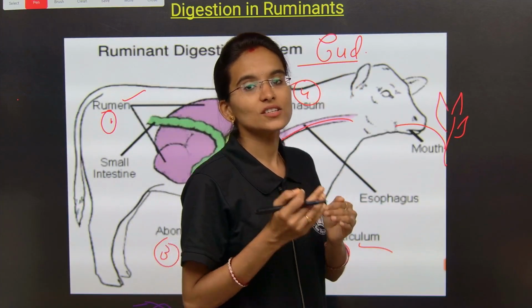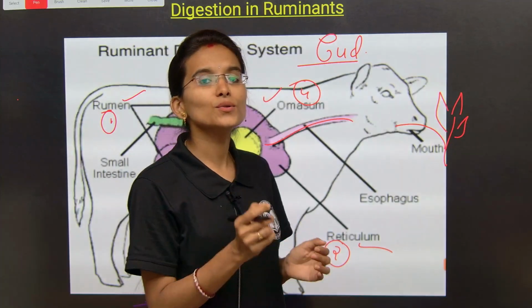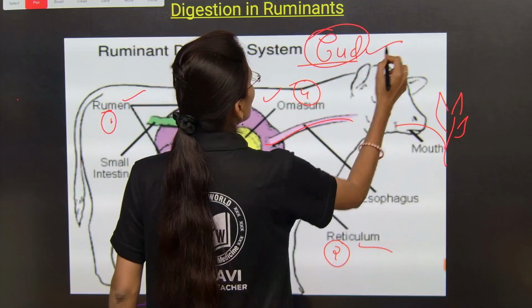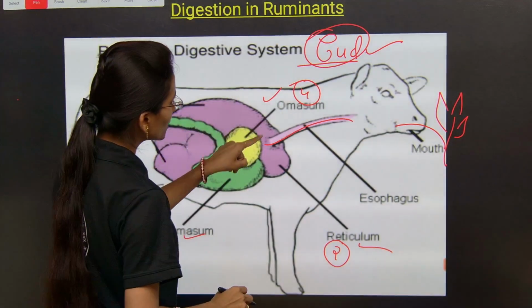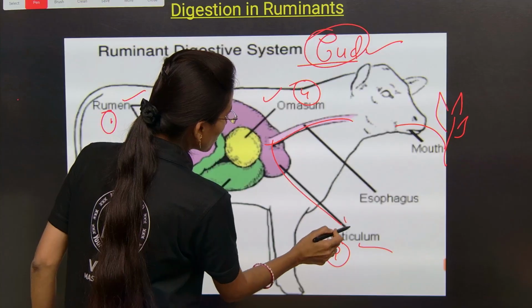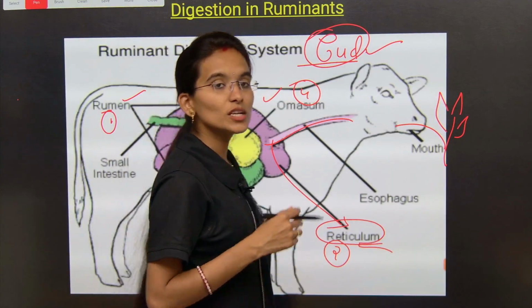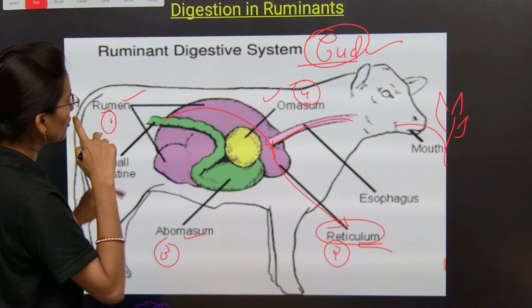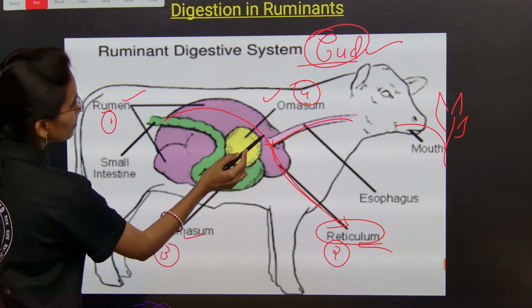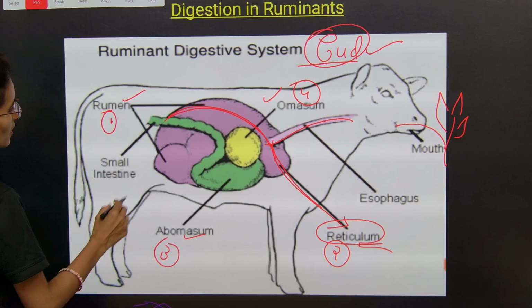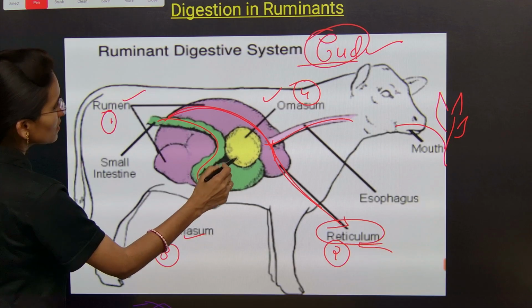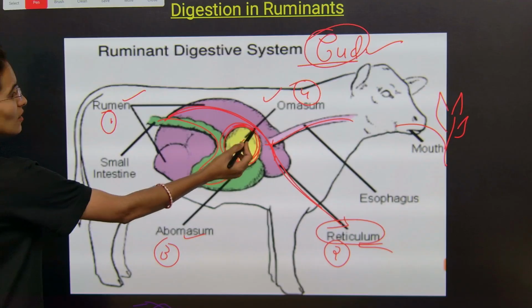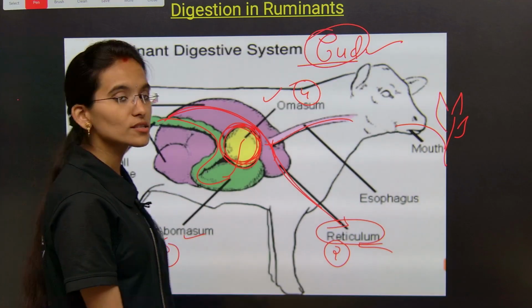The complete digestion process takes place at 4 main regions. The cud, the partially digested food, first reaches the reticulum, and from the reticulum it passes into the rumen, and from the rumen it reaches the abomasum and omasum. The complete digestion takes place at the omasum, and the small intestine is also involved.